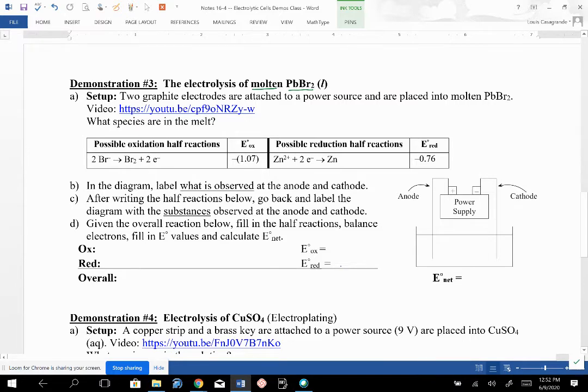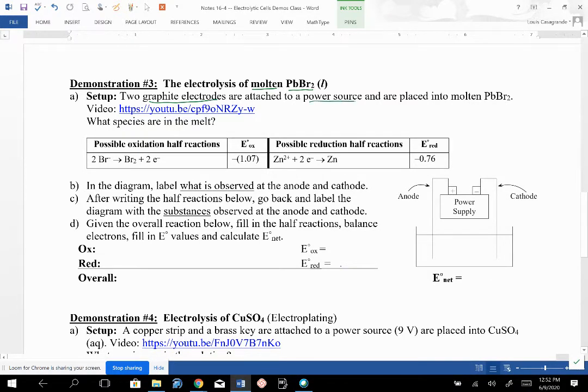And lead 2 bromide is picked because it has a fairly low melting point, so it's easy to get to the molten state. Again, when you look at the video, you'll see how this works, and recall that we do need to have the salt molten in order to get it to conduct electricity, and they'll talk a little bit about that. So we've got 2 graphite electrodes in the video.